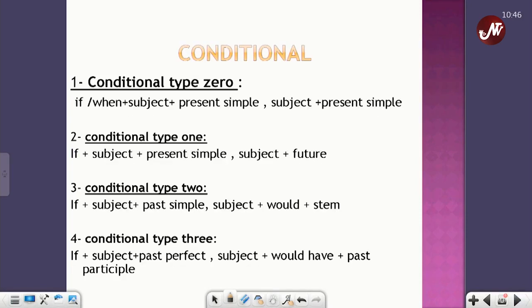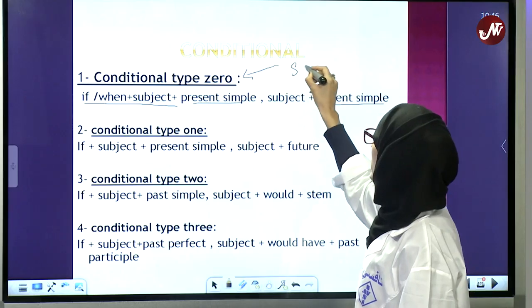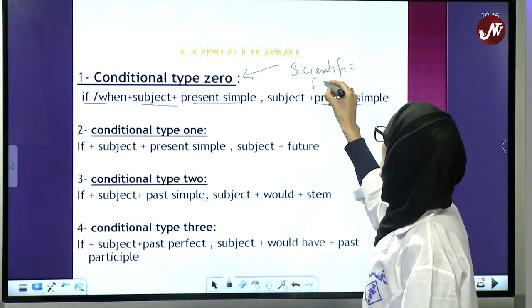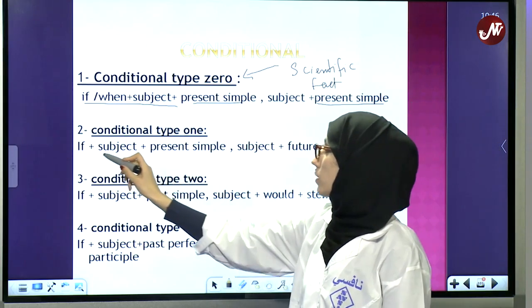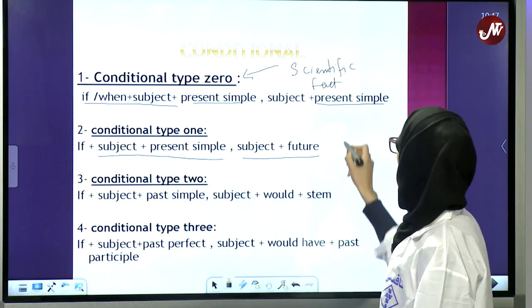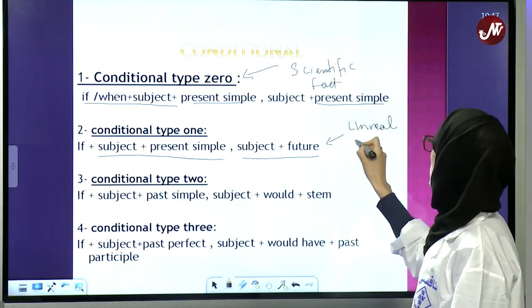Okay, so let's have a small revision. Conditional type 0, we use present simple here and present simple here. When do we use it? Great. We use it for a scientific fact or a general truth. Then conditional type 1, this is the form. When do we use it? We use it with real situations.